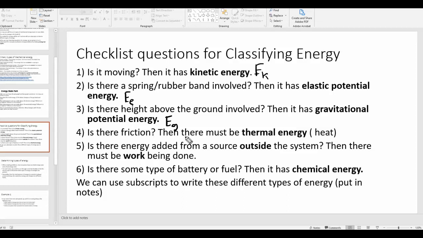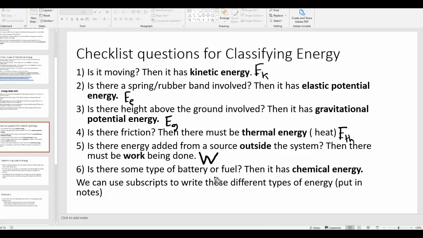Is there friction? Okay, if there's friction in a problem and the object is moving, then it is going to produce heat. It's going to produce thermal energy. And so for thermal energy, we're going to write ETH. Okay, that's heat. Is there energy added from a source outside the system? There must be work being done. Now, work is not a type of energy, it's a transfer of energy to or from an object. We'll talk more about that later.